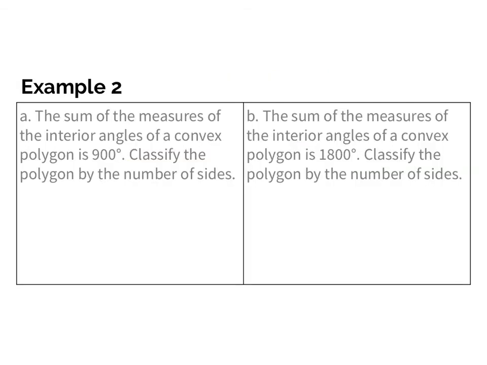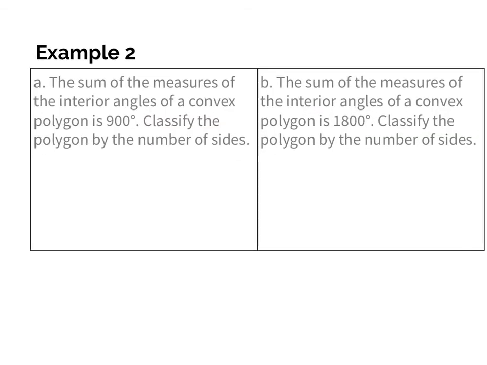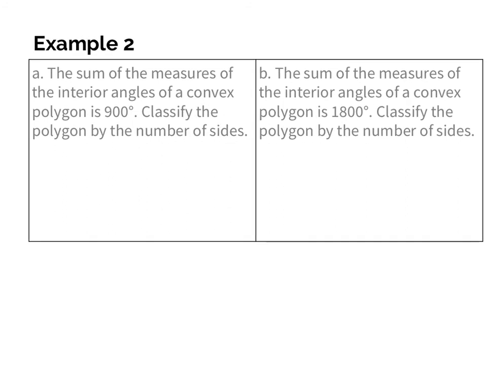All right, next one, we're going to do this in reverse. Now I'm going to give you the angle sum, and let's see if we can figure out the number of sides. So we are going to use that same relationship where the number of sides minus 2 times 180 is going to give me the sum of all the angles.